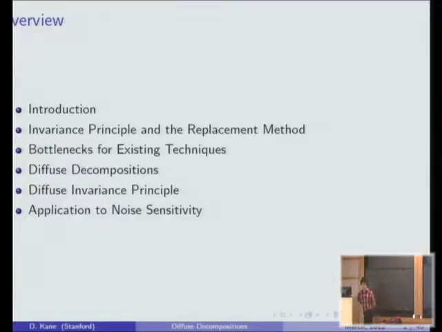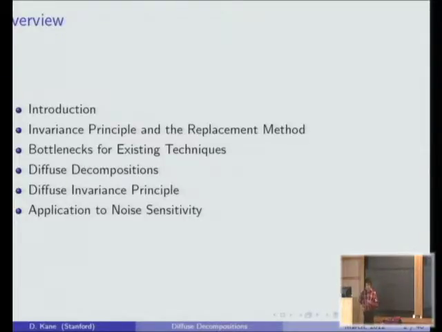I'm going to give an introduction where I'll talk about polynomial threshold functions and some of the questions relating to them, which will be sort of the main application of this theory. I'll then talk about the invariance principle and the replacement method, which is an important technique in this field for proving a number of things.